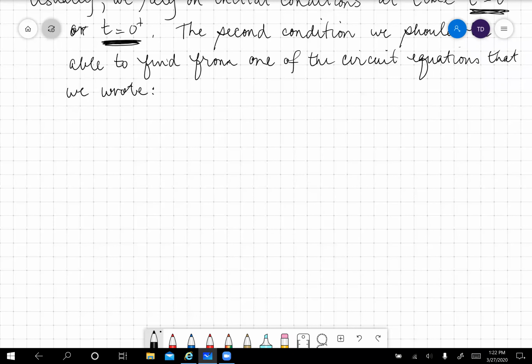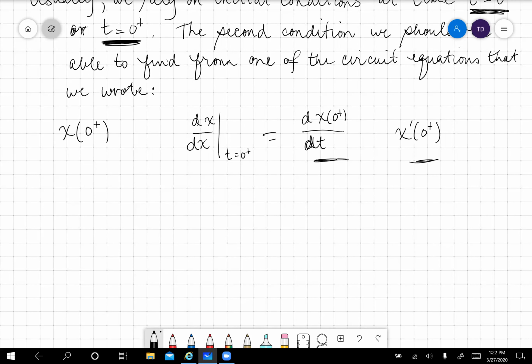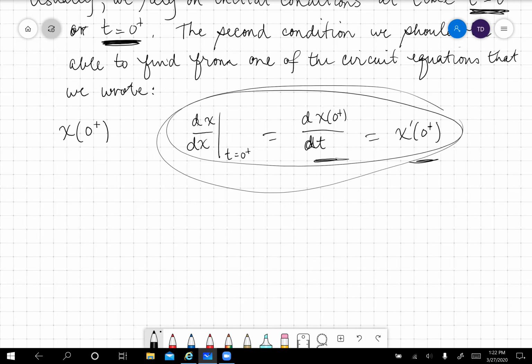Those two conditions are the following. We're going to look at X at 0 or 0 plus. I'll put a plus in there just in case. And the other condition is the derivative of X evaluated at t equals 0 plus, which some people write this way. Another way you can write it, X prime at 0 plus. All of those are the same thing. This one is new to us. We haven't been looking for derivatives at 0 plus, even though I did show you how you could do that. Generally, we'll be able to find that information from the circuit, or it's given to us.